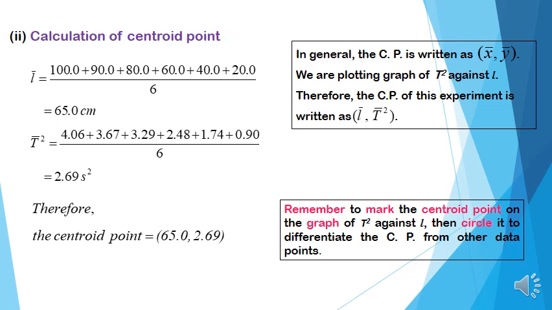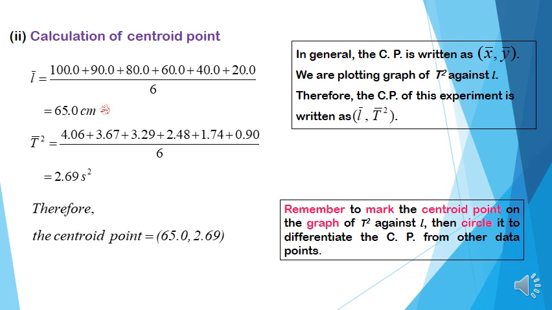In general, the coordinates of the centroid point is written as average x and average y. We are plotting graph of T squared against L, where T squared is for the y-axis and L is for the x-axis. Therefore, the centroid point of this experiment is written as average L and average T squared.